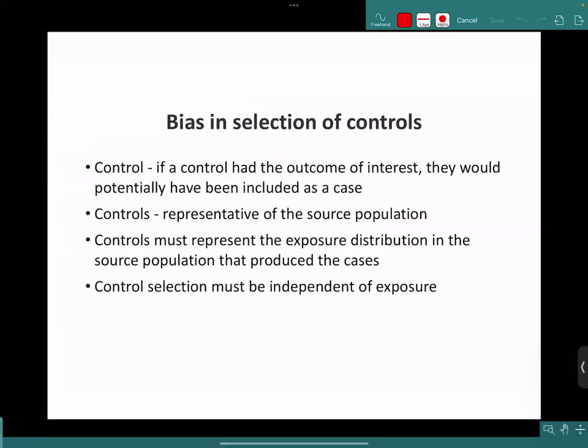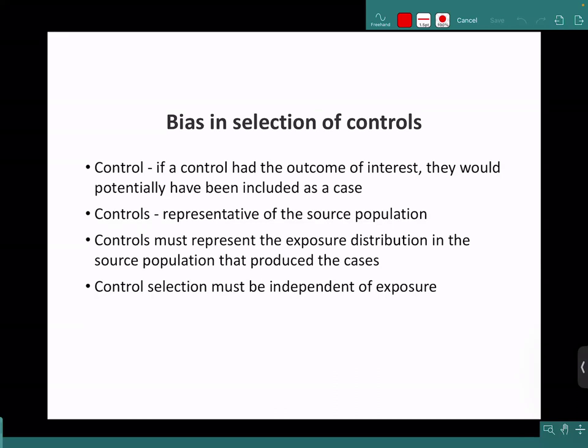The next thing we are going to see is, okay, we have seen there are problems in selection of cases, but there can be problems in selection of controls too. So what are these problems which we are looking at? If a control had the outcome of interest, they would potentially have been included as a case. This is one criterion for your control. What I'm trying to say is that these controls should be susceptible to the outcome, and if they had the outcome, they would have become your cases. So those people you're going to take as controls.